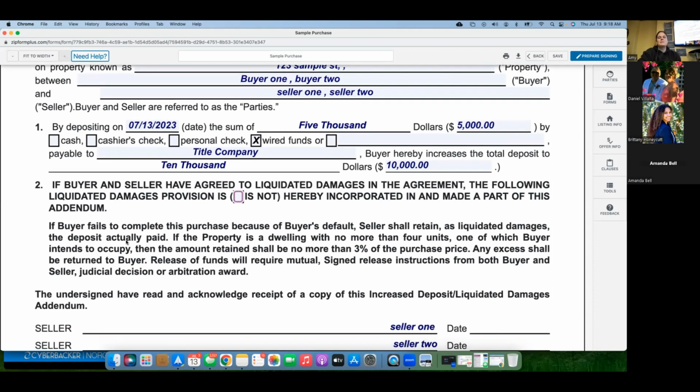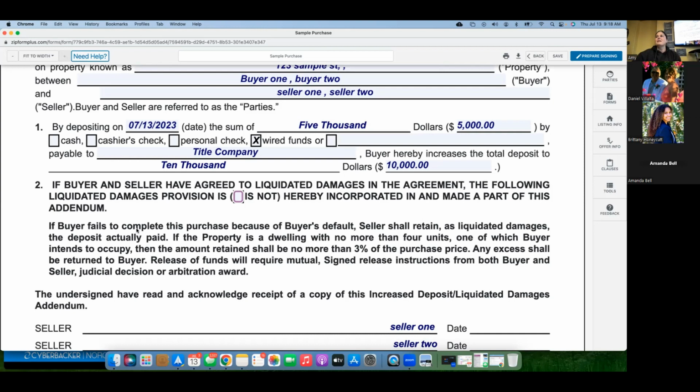If buyer fails to complete this purchase because of buyer's default, seller shall retain as liquidated damages the deposit actually paid. If the property is a dwelling of no more than 4 units, one of which the buyer intends to occupy, then the amount retained should be no more than 3% of the purchase price. Any excess shall be returned to the buyer. Release of funds will require mutual signed release instructions from both buyer and seller, judicial decision or arbitration award.